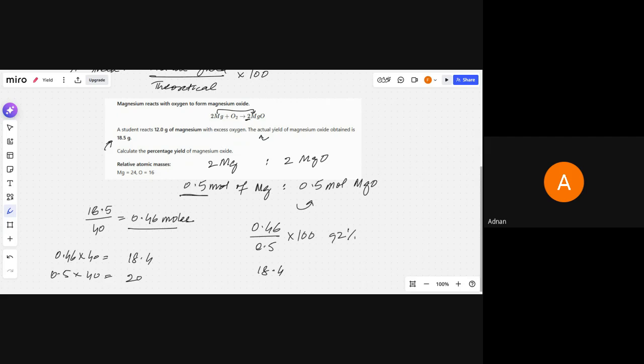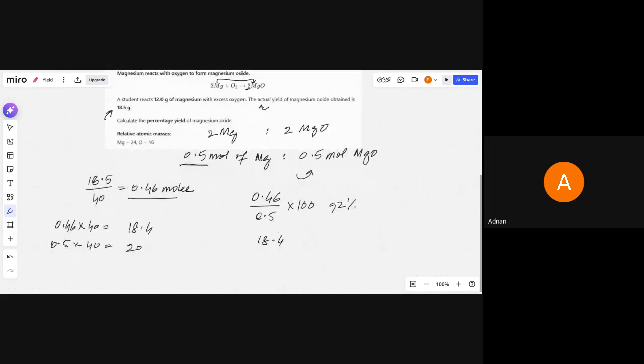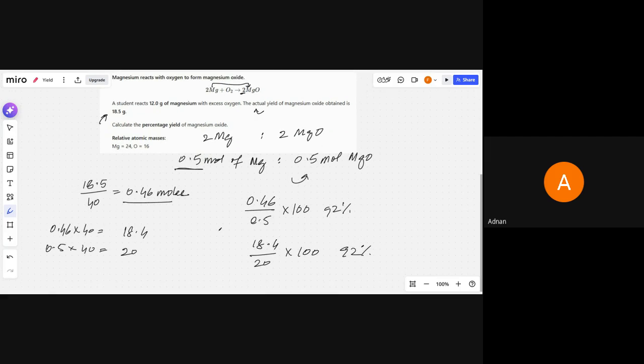So 18.4, which is actual, divided by 20, which is theoretical, times 100. 18.4 divided by 20 is again 0.92, so 92%. So you can see that you can calculate it keeping it in moles, or you can convert it into grams, but it doesn't matter, it gives you the same answer.